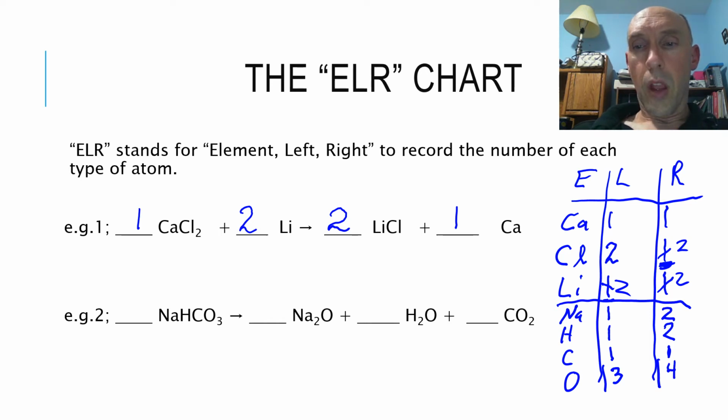So I'm looking at my ELR chart now. I got 1 sodium, I'm short sodium, I'm short hydrogen, and I'm short oxygen. So I got a lot of work to do here. I'm not quite sure where to start, so I'm just going to pick something. I'm going to start on the left-hand side where I'm short, so I'm going to put a 2 here. And I'm going to hope that that gets me really, really close.